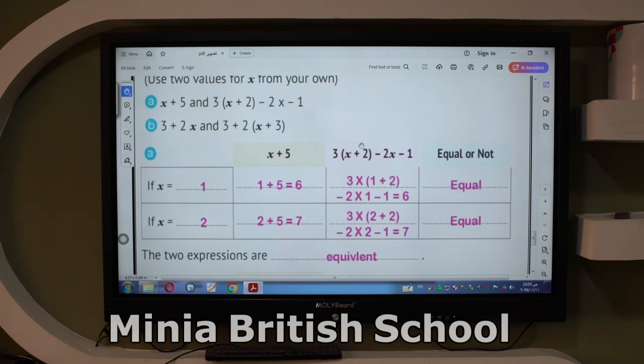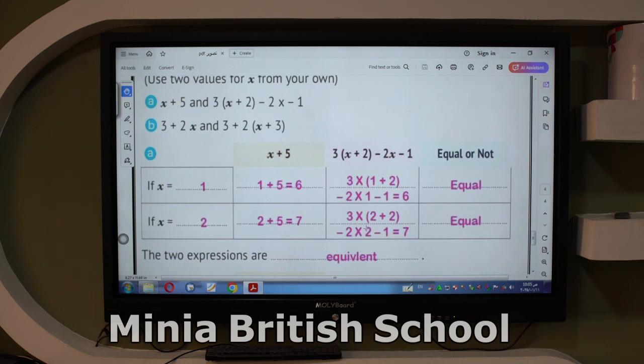Okay, the two expressions in the first value are equal, but you can't know if these two expressions are equivalent or not from only one value. You have to check a minimum of two values. Then the next value, I will say x equals 2. Take x, put its value 2. 2 plus 5 equals 7. And in the next expression, I will take x and put its value.